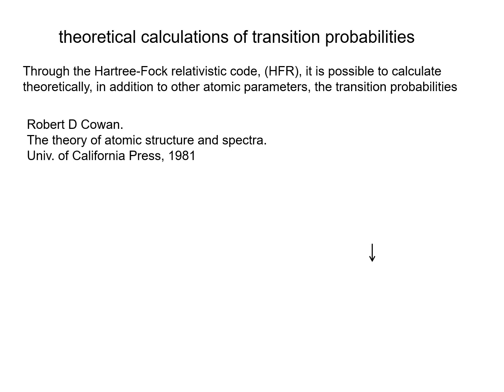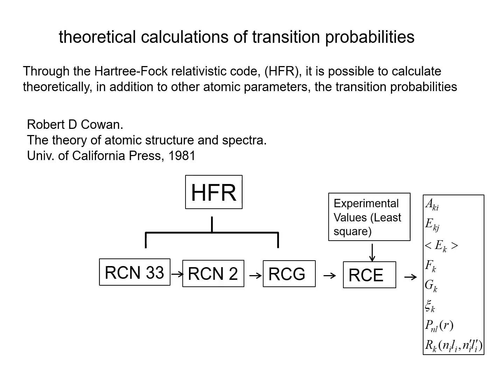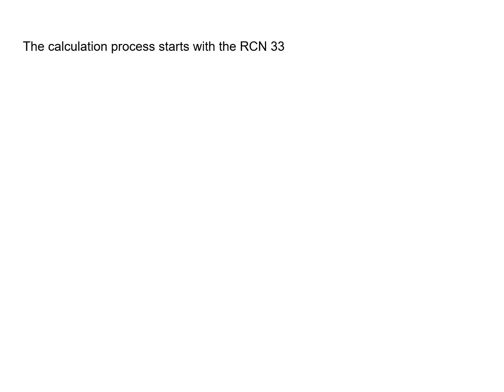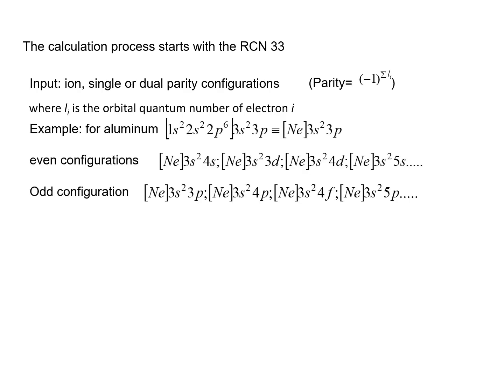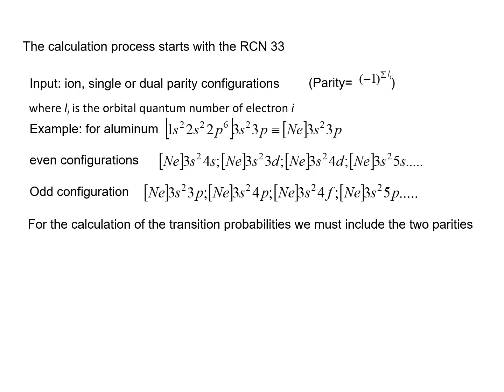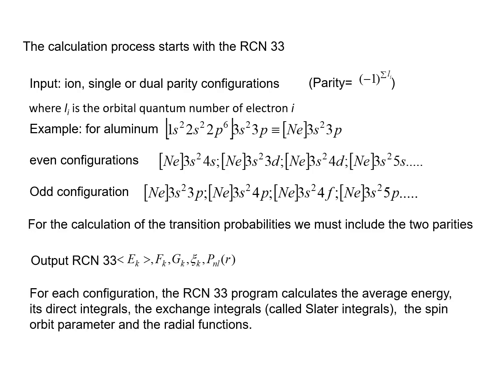The relativistic Hartree-Fock program consists of three programs, RCN33, RCN2 and RCG. The calculation begins with the RCN33 program where the configurations of the atom or ion to be studied are entered. Configurations belonging to one parity can be entered or configurations from both parities can be entered. Electrical dipole transitions occur between configurations of different parities, Laporte's rule. In the slide we see as an example some odd and even configurations of aluminum. From RCN33, the average energies of the entered configurations and the atomic parameters for each one of them are obtained, such as the direct and exchange integrals, the spin-orbit parameter and the radial functions.